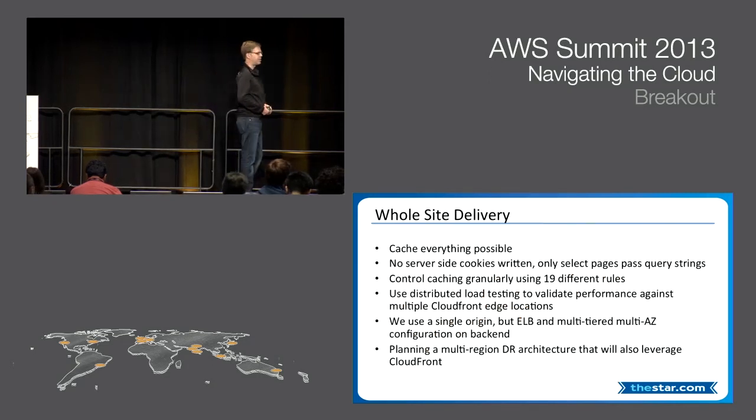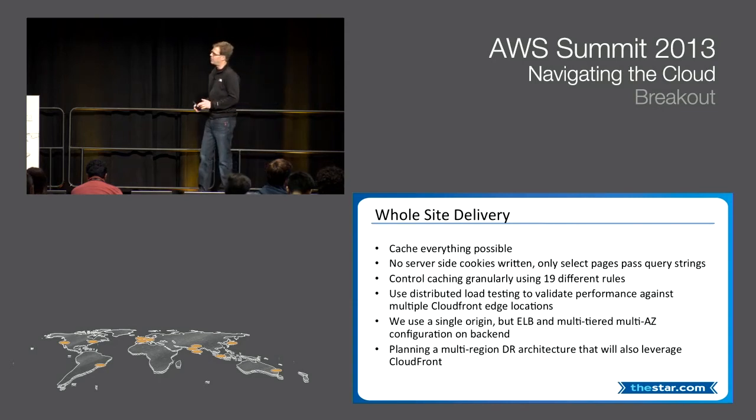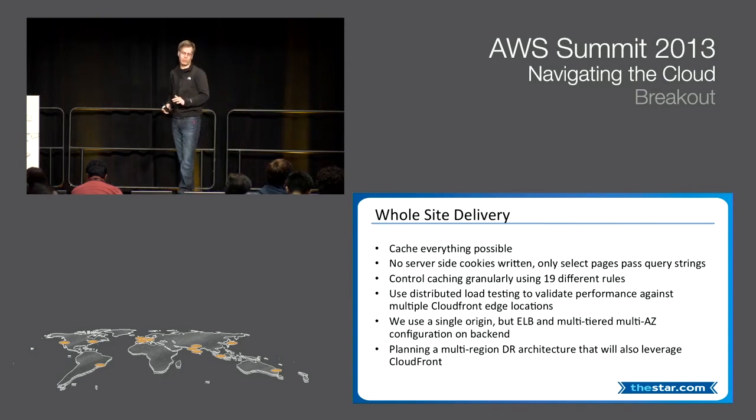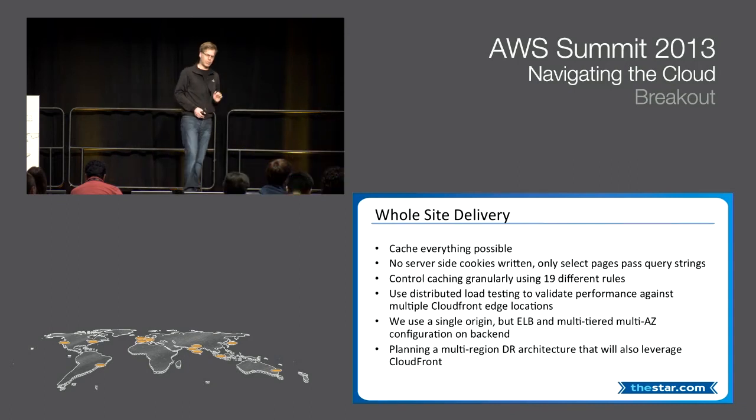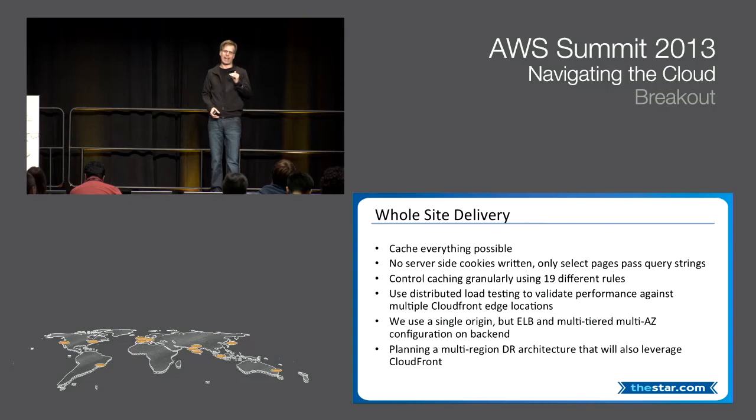So, more about whole site delivery. These are some of the things that we were keeping in mind throughout our implementation and things we learned through our implementation. I'm going to go into a lot more detail in certain areas. I'll give you a high-level view on this slide, and then we'll drill into things like client-side cookies and behaviors. The first thing is cache everything possible. As Nihar has explained, you can cache just about everything, and I'll explain that in more detail.